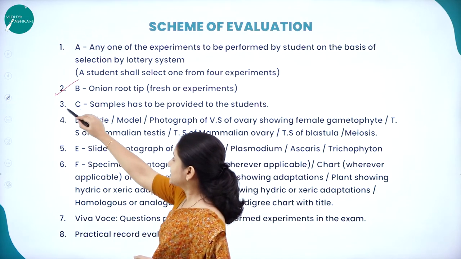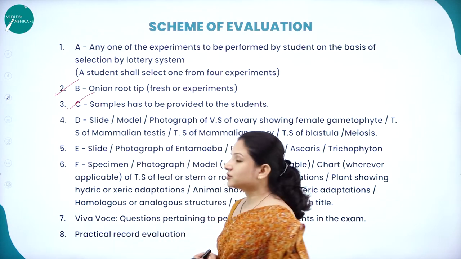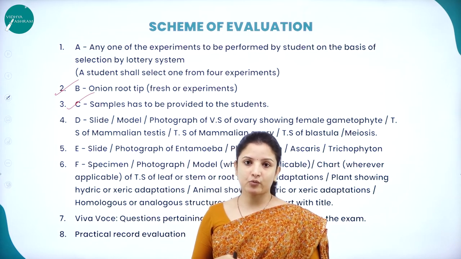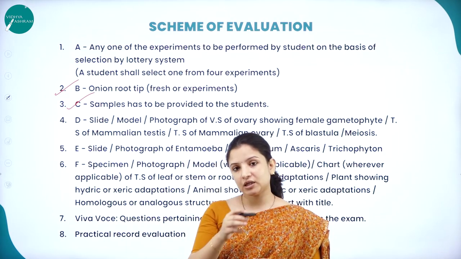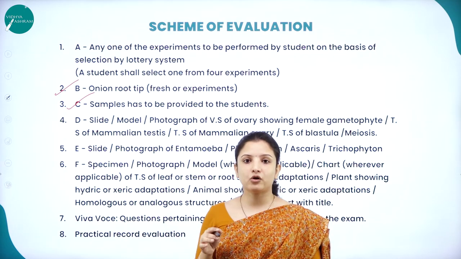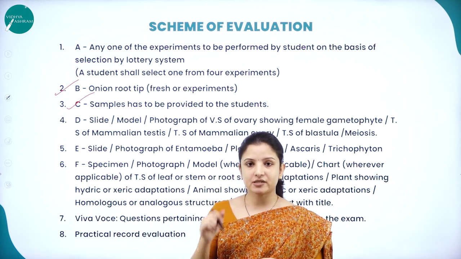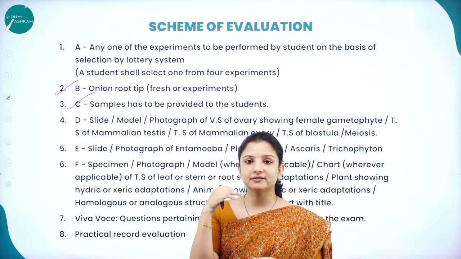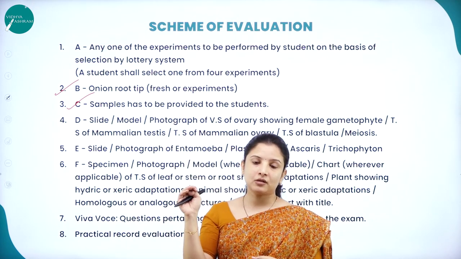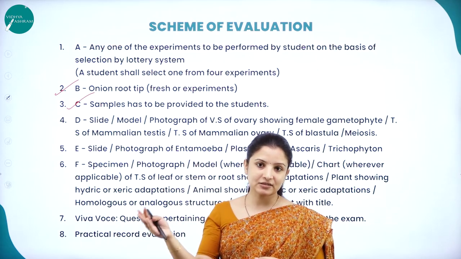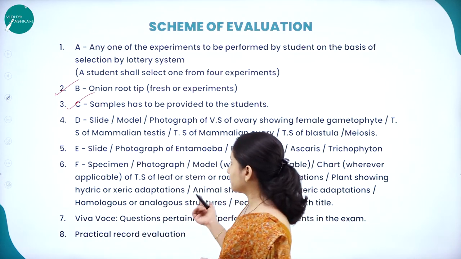Next is experiment C, that is question number 3. As I told you, samples will be provided, sample A and B. You have to find the pH. You have to put a neat tabular column in your answer script, write sample A and sample B under samples, then write the pH value and the remarks. That is, whether it is acidic, basic or neutral, you need to write.